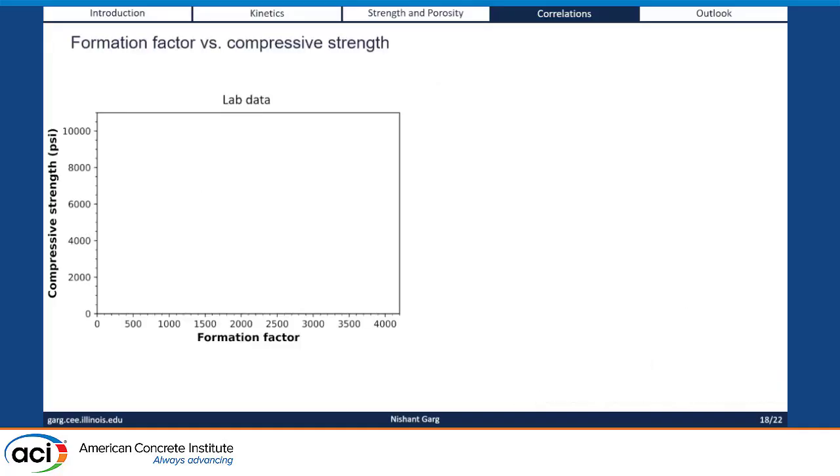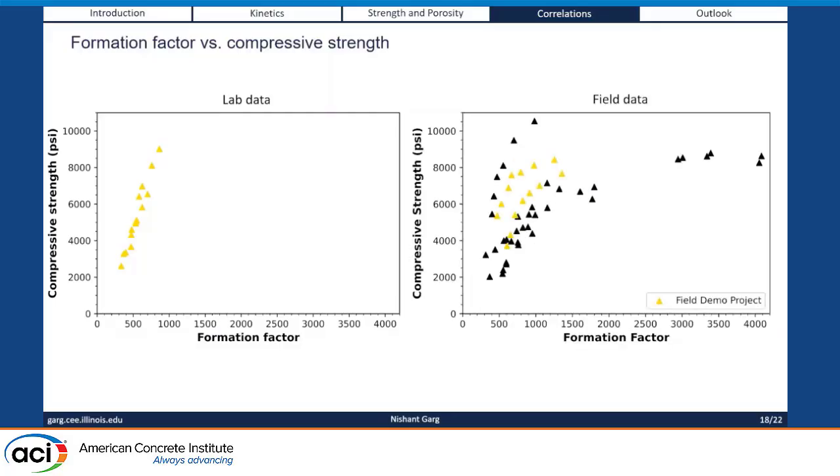Okay. If you look at this formation factor versus compressive strength data, I think this is kind of fascinating. Again, the lab data, we see a very linear trend. But if you look at the field data, this is kind of all over the place, right? And our hypothesis for trying to understand this is because if you look at the individual points, they have somewhat of a nonlinear exponential trend.